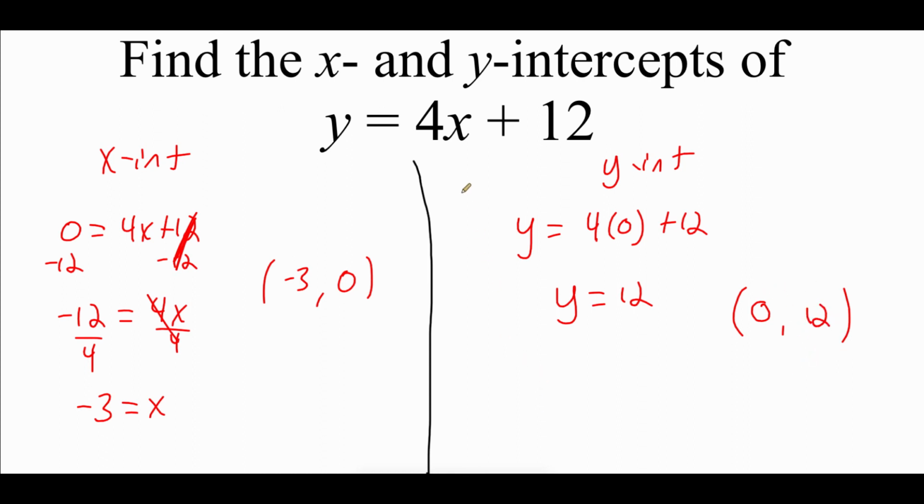So now if we wanted to, we could graph this function by plotting both of these ordered pairs on our grid and then connecting them with a line.